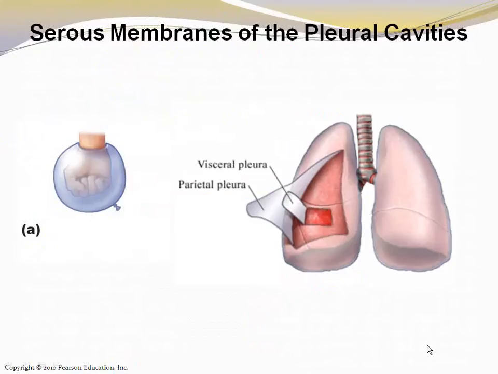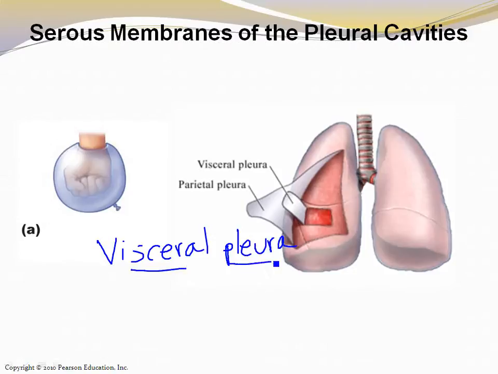Okay, now what about the serous membranes that are associated with the pleural cavities? It's the same concept. You have that inner layer directly in contact with the lungs, and that's going to be called the visceral pleura. And then you're going to have an outer layer that lines the cavity, and that's going to be called the parietal pleura.